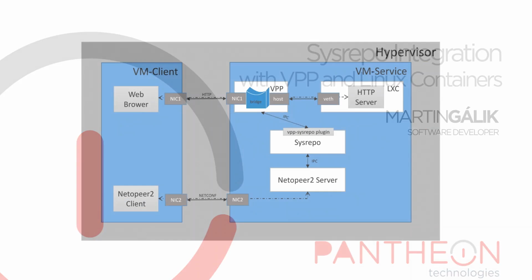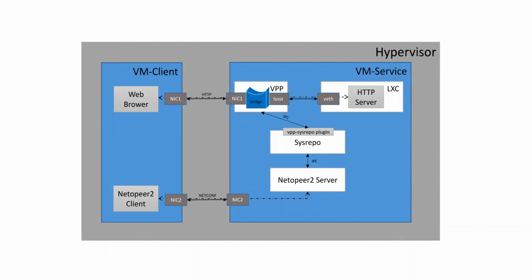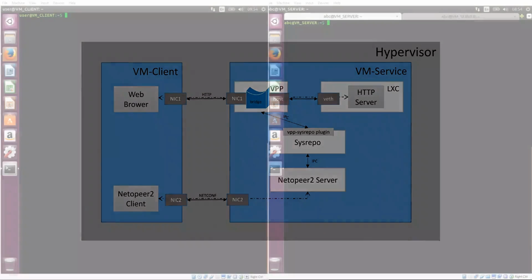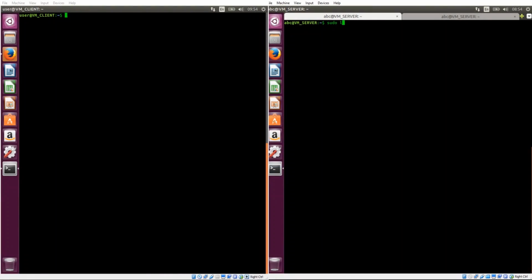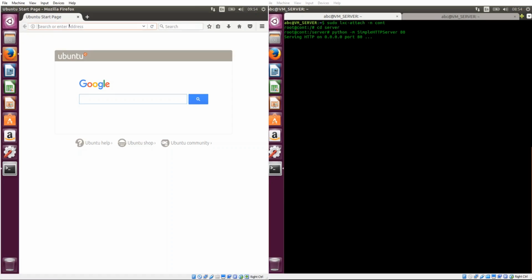In this short demonstration, we would like to show you an integration of Sysrepo, VPP and Linux containers. First, we start a simple HTTP service within a Linux container. The service is not reachable because we didn't start and configure the virtual forwarder VPP.